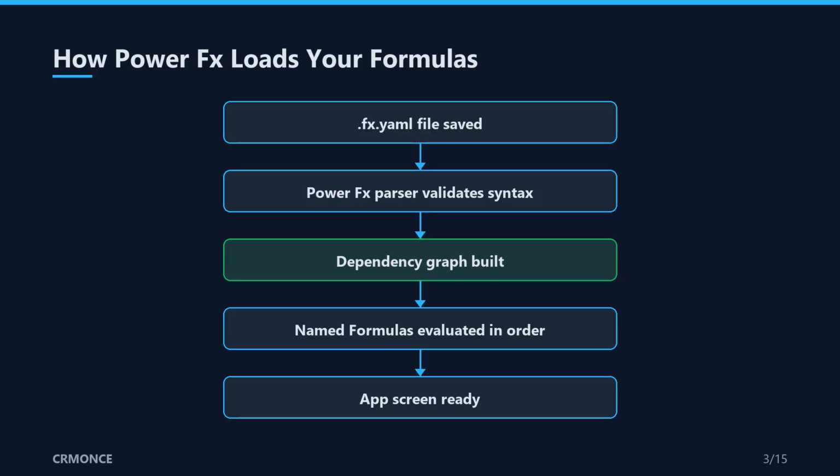formulas or data sources. Fourth, it evaluates every named formula in the correct order, so a formula like discounted total, which depends on tax rate, always gets the right value even though you never explicitly called it. Finally, your app screen loads with all that global state already calculated and ready to bind to controls.